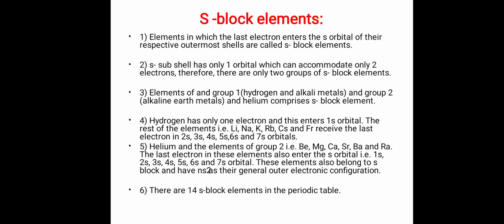S block elements. Elements in which the last electron enters the s orbital of their respective outermost shell are called s block elements. The s subshell has only one orbital, which can accommodate 2 electrons. Therefore, it is divided into 2 groups. One is called alkali metals, another is called alkaline earth metals. The alkali metals are lithium, sodium, potassium, rubidium, cesium and francium. The alkaline earth metals are beryllium, magnesium, calcium, strontium, barium and radium. There are totally 14 s block elements in the periodic table.